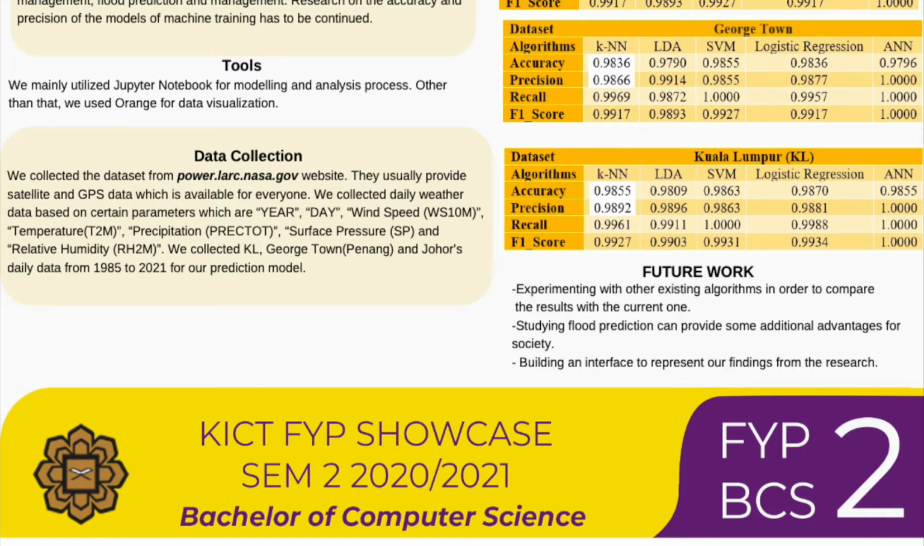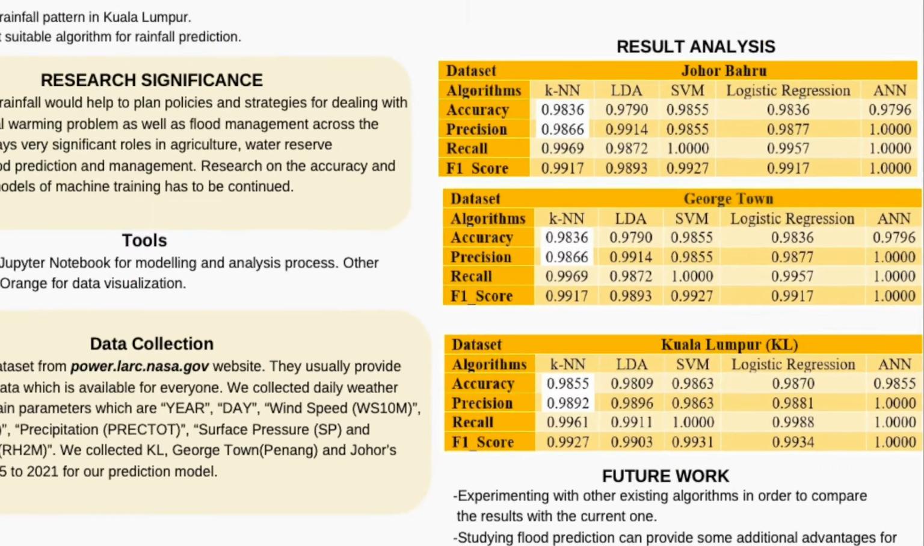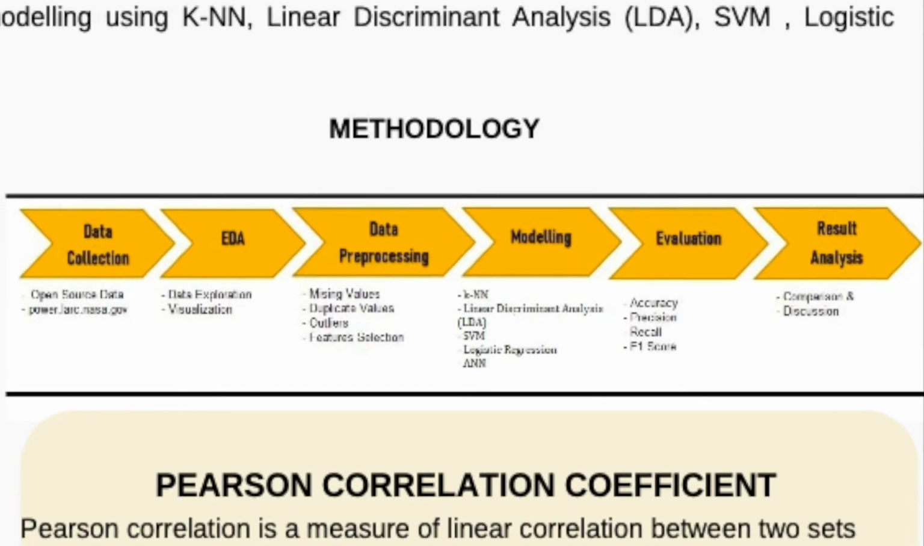We collected daily weather data based on certain parameters, which are wind speed, temperature, precipitation, surface pressure and relative humidity. We collected KL, Georgetown and Johor's daily data from 1985 to 2021 for our prediction model. So my partner Abu Said Muhammad Saad will continue with the methodology.